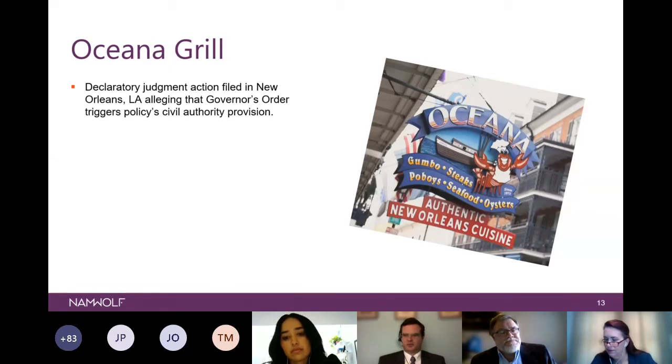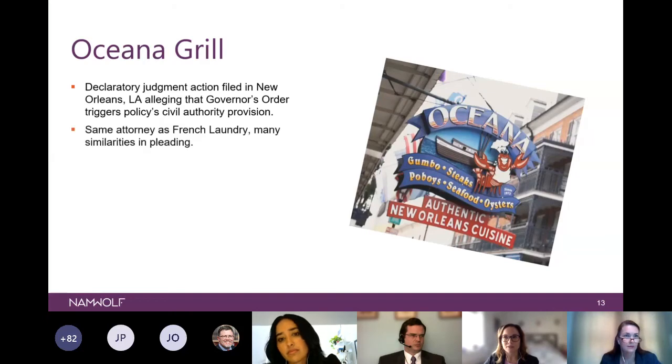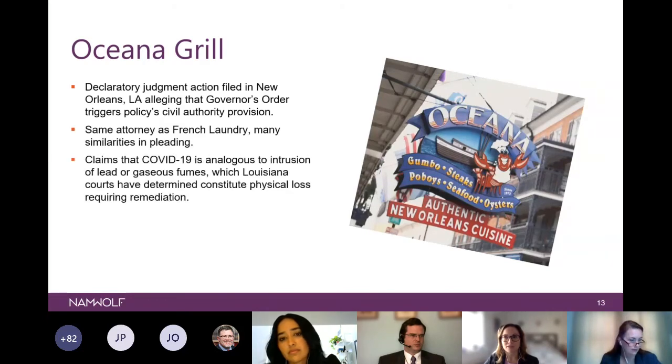Okay, so let's move on to Oceana Grill. This case is very similar to French Laundry, as actually the same attorney is representing both parties. It was filed in state court in New Orleans just a few days before French Laundry.